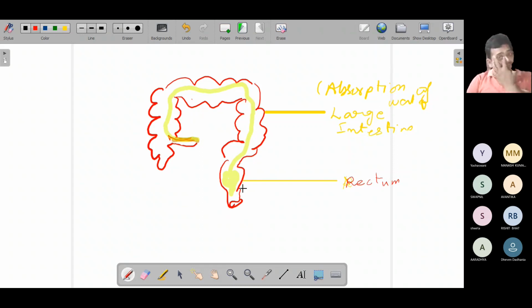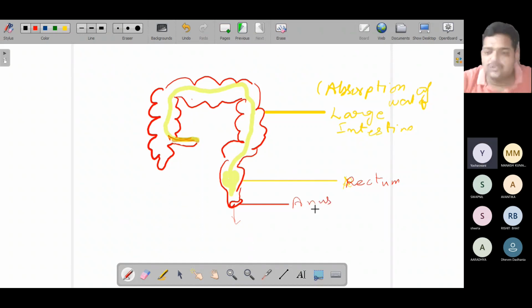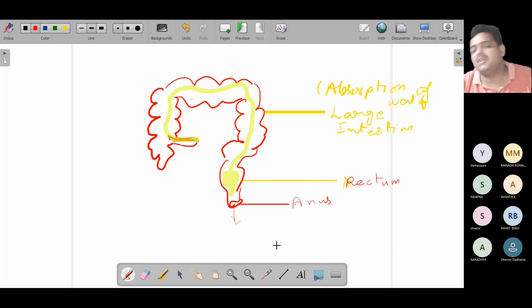Then after this, undigested food comes out of the body through our anus. This is our anus. The last part of the body, or last opening of our body, is the anus. So through the anus, undigested food gets out.